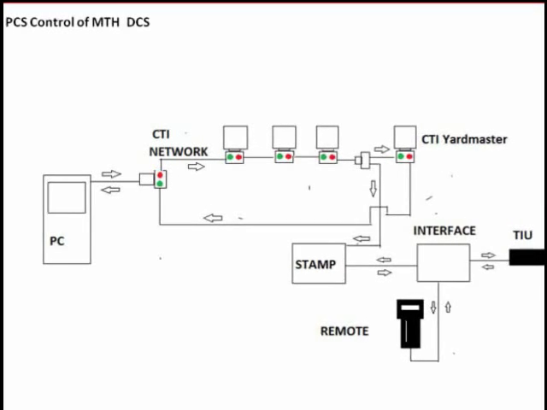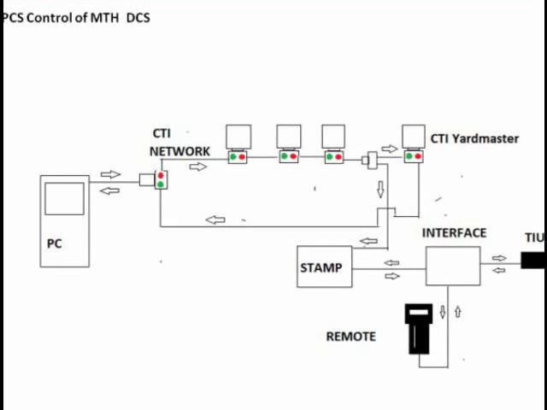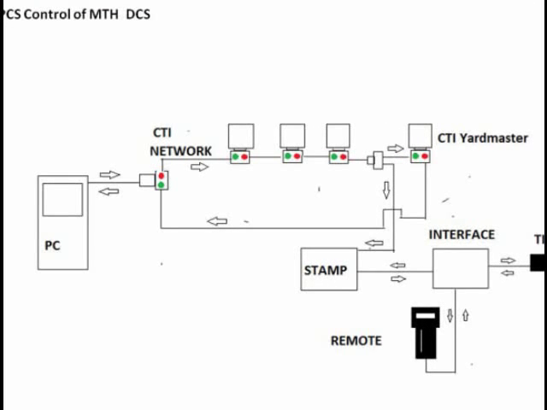Now the way the system works is the stamp receives data from the CTI network telling it which engine and command it wants, and it sends it through the interface to the TIU. Likewise, the remote could go through that same interface and talk to the TIU. Either one of them can talk to the TIU, they just can't talk exactly at the same time. So I'm going to focus on the CTI network.